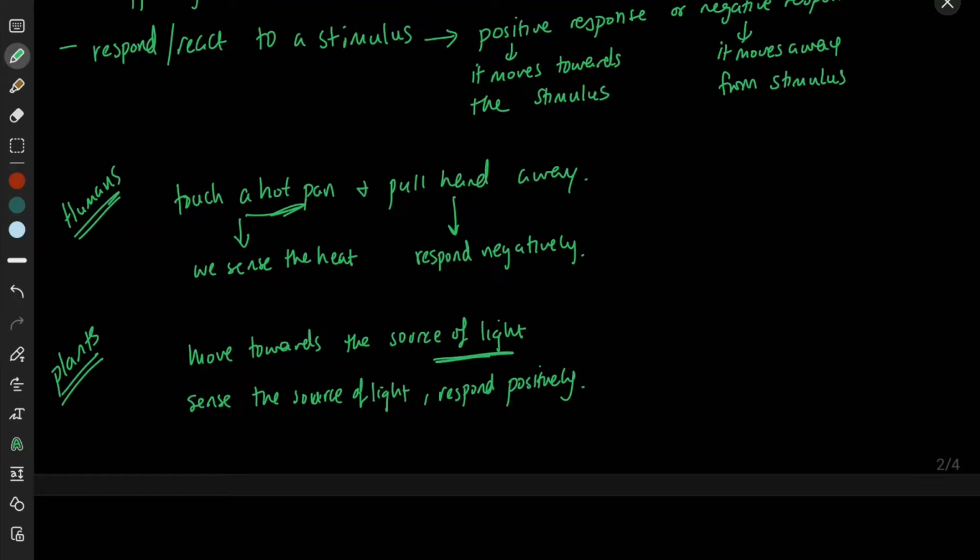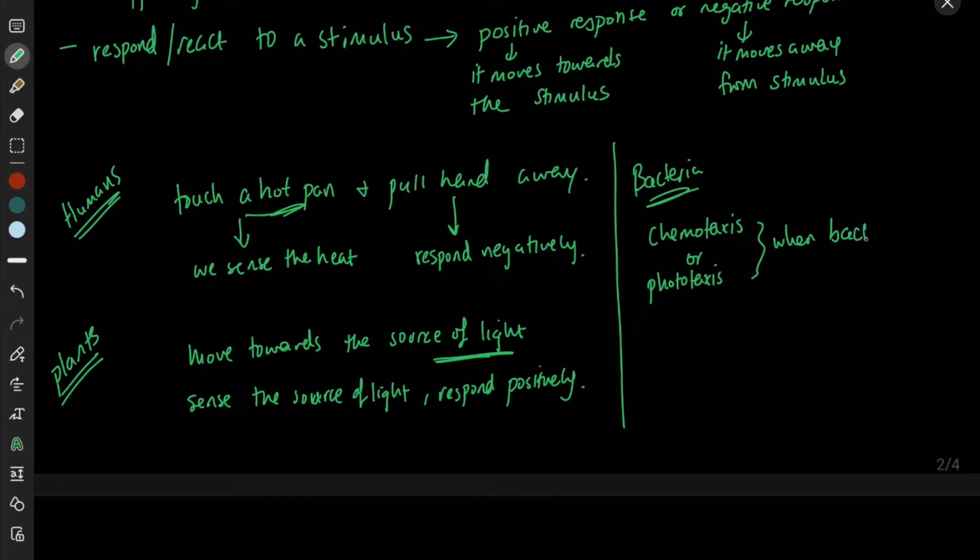Now, bacteria are also known to do this in what are known as chemotaxis and/or phototaxis. And this is what happens when bacteria will move towards, so again, reacting positively, move towards a chemical source or light source, respectively.